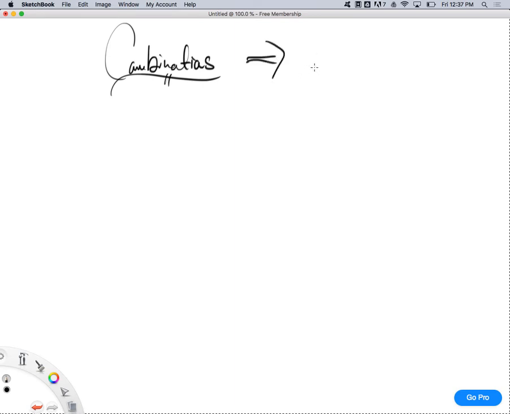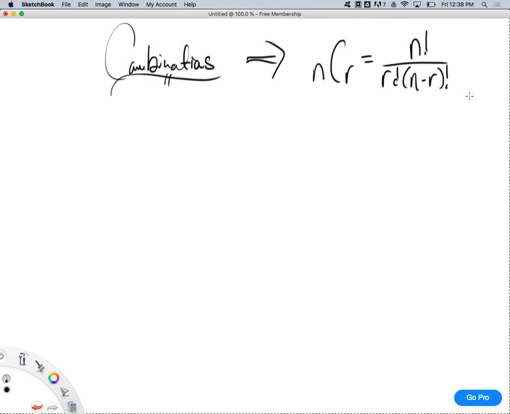The formula for combinations nCr is n factorial over r factorial times (n minus r) factorial. I'm definitely going to put on the multiple choice questions things that look like that, so it's not going to just be obvious. You have to know which one the actual formula is. So order doesn't matter.